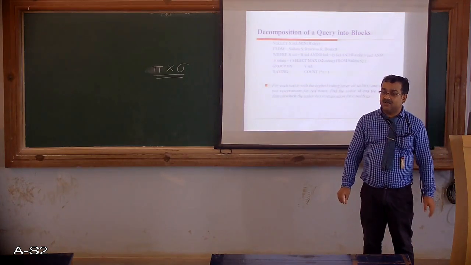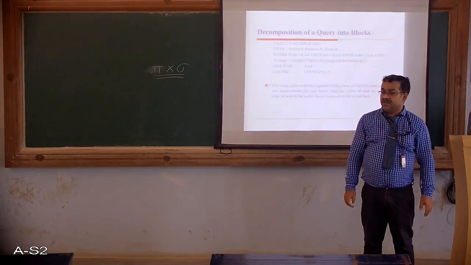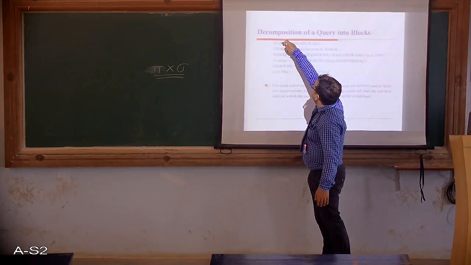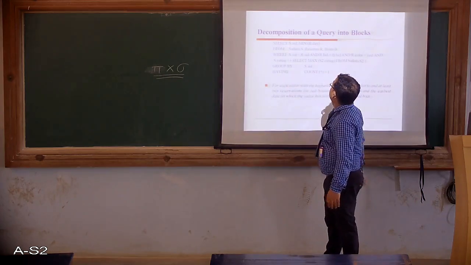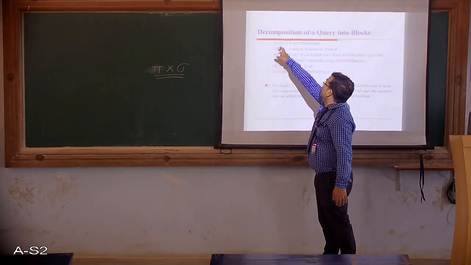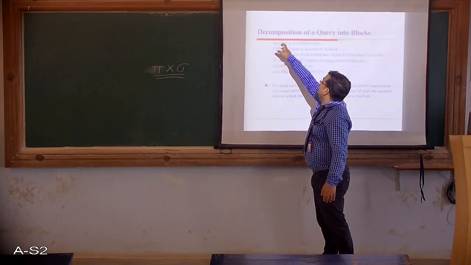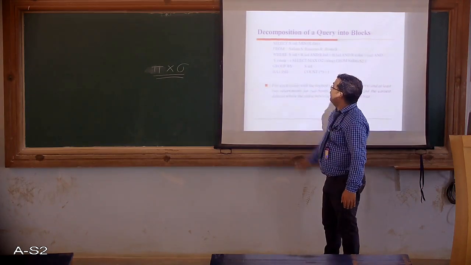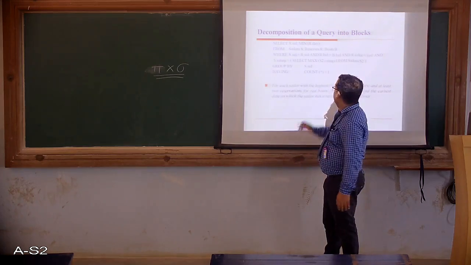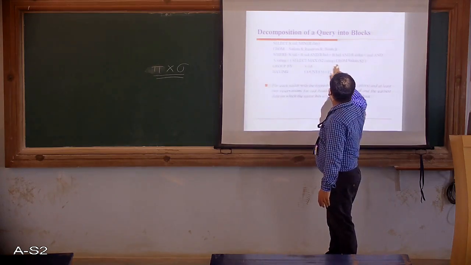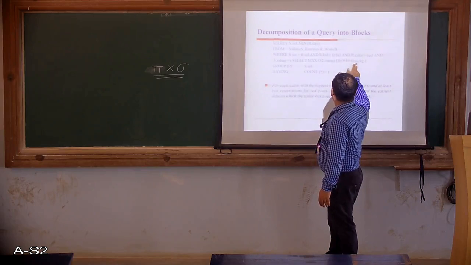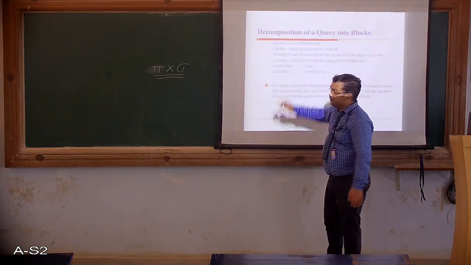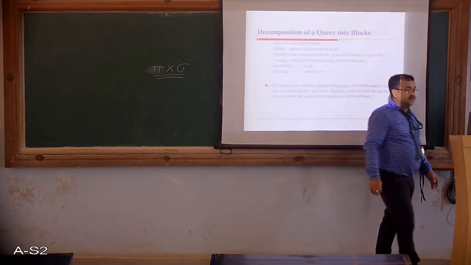Can you identify which are the two blocks? Two blocks here are the block which has select, from and where. This is one block, okay? Including the group by and having. And here there is select from, because where is not there in this particular query. So this forms another block. Okay?